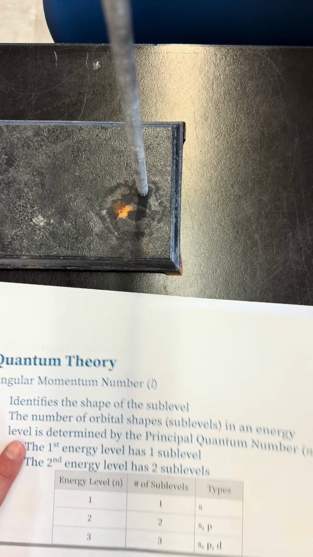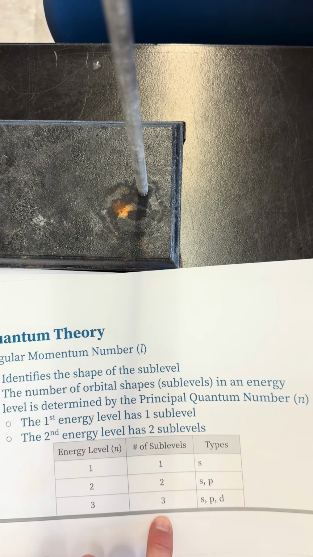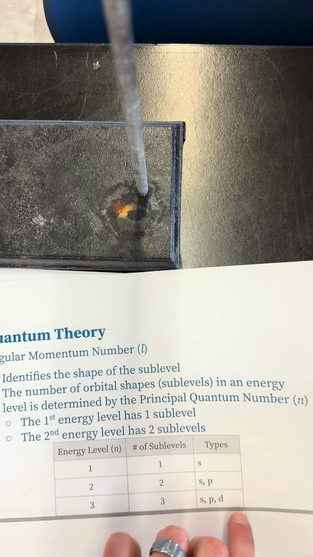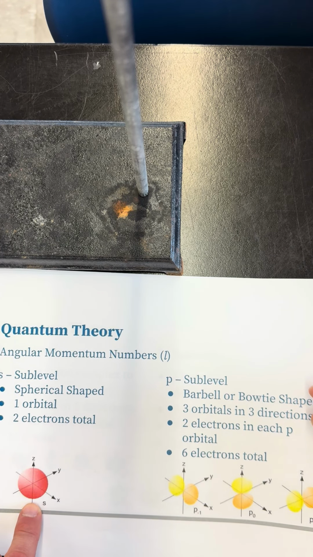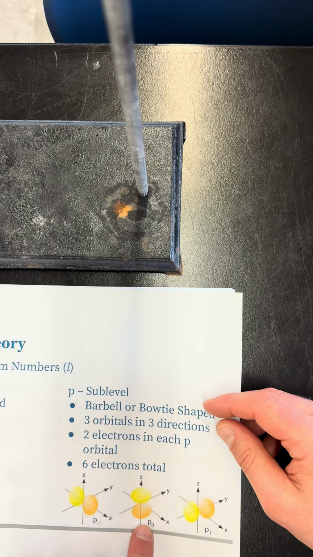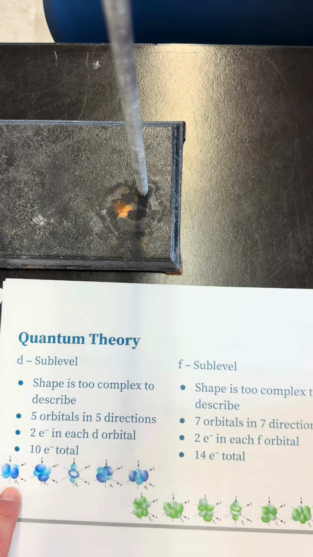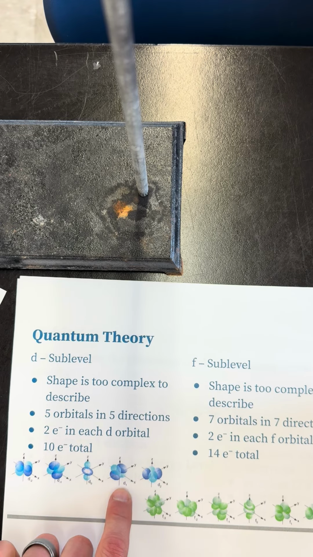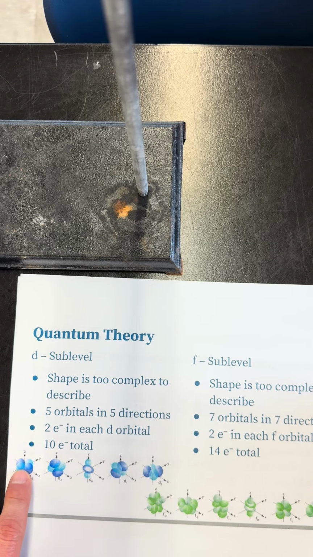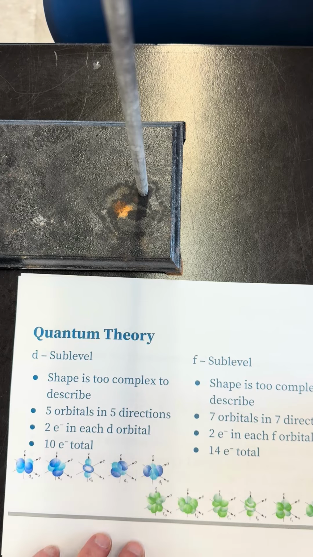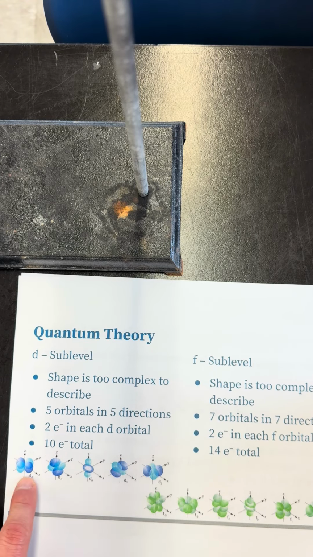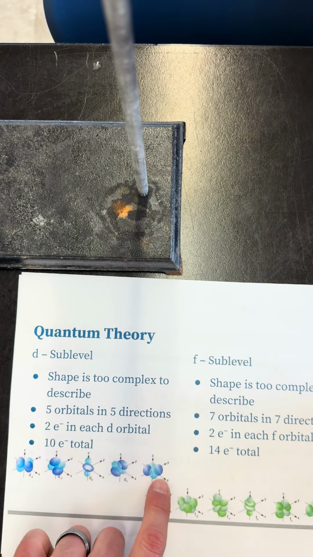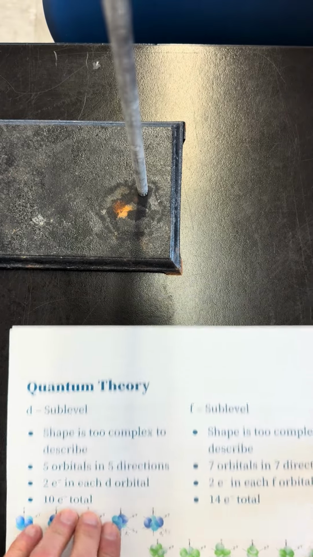And then we have the third energy level, which has 3 sublevels, the S, the P, and the D, which means it has an S sublevel, the P, P, P sublevel, and the D, D, D, D, D sublevel. In this case, the D sublevel has 5 different orbitals in 5 different directions, each holding 2, 2, 2, 2, 2 electrons for a total of 10.